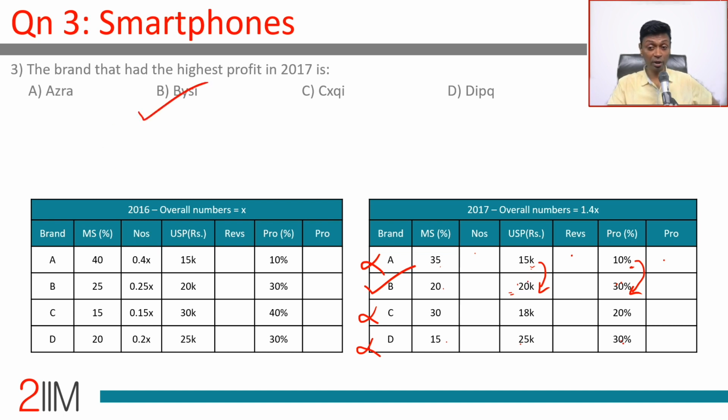The beauty here is we don't have to compute the numbers. We can compare and then make sense of it. If you think the closest comparison is between B and D, 20 into 20 is 400, 15 into 25 is 375. Both are at 30%, so this will be higher. And we can calculate each number, especially because we are given a calculator, might as well go ahead and find all the numbers. But you can do this question without computing the individual numbers.